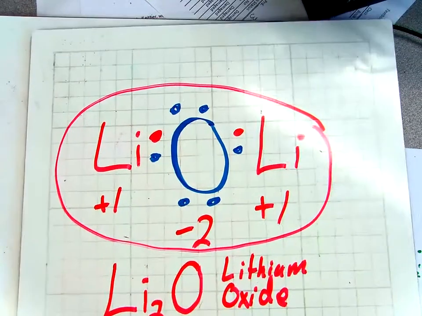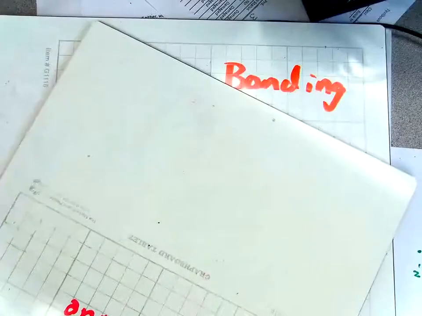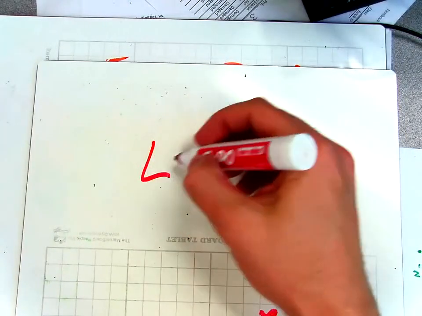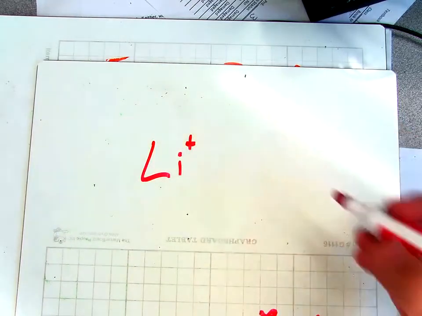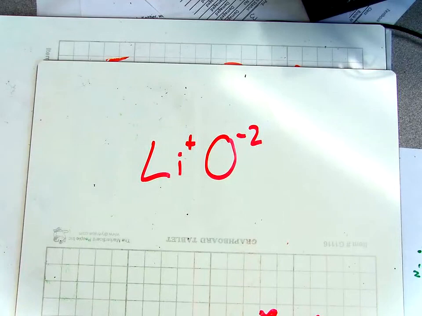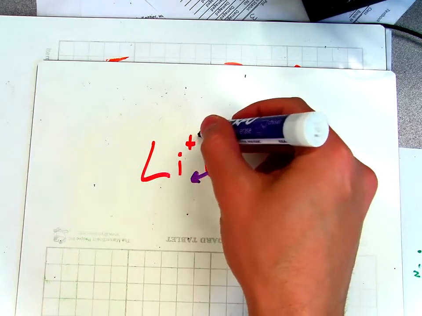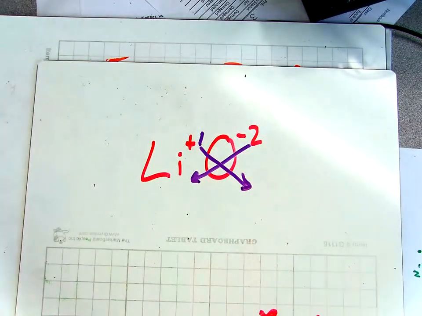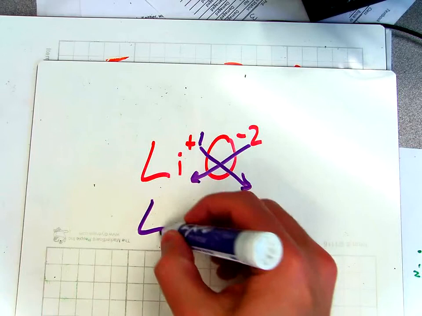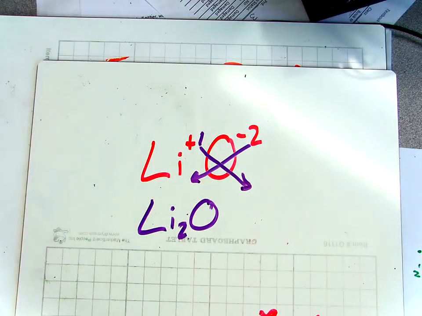The easy way to do it would be to just go: I know lithium is a +1, oxygen is a -2. The easy way to do it is to just cross the 2 terms. So this 2 comes down. This is really a +1. The 1 comes down. Chemists don't like writing 1s, so it's just Li2O, lithium oxide. Okay?